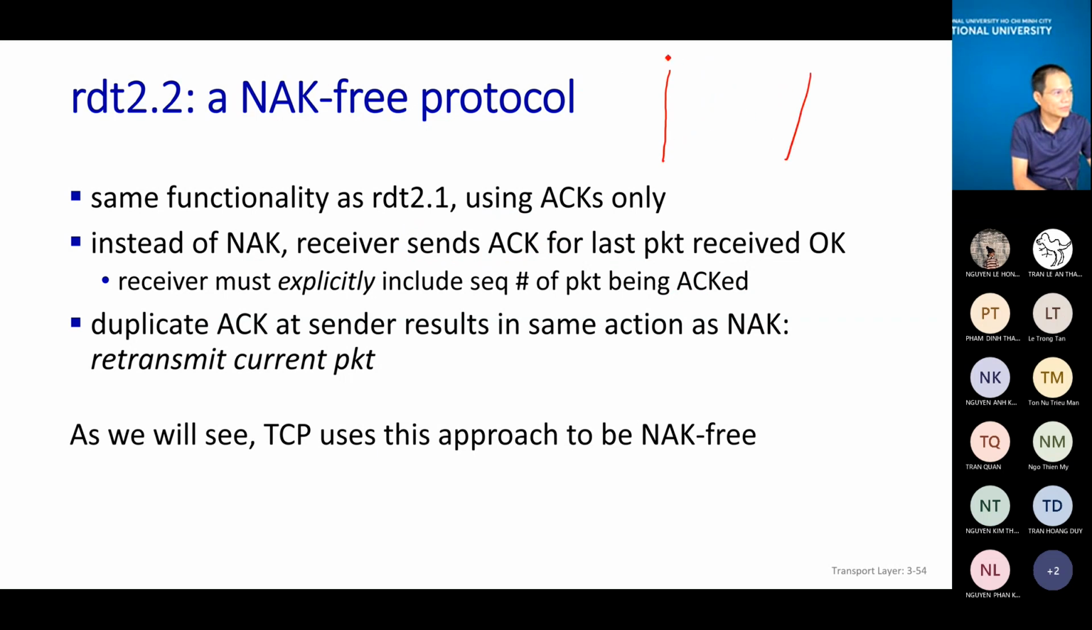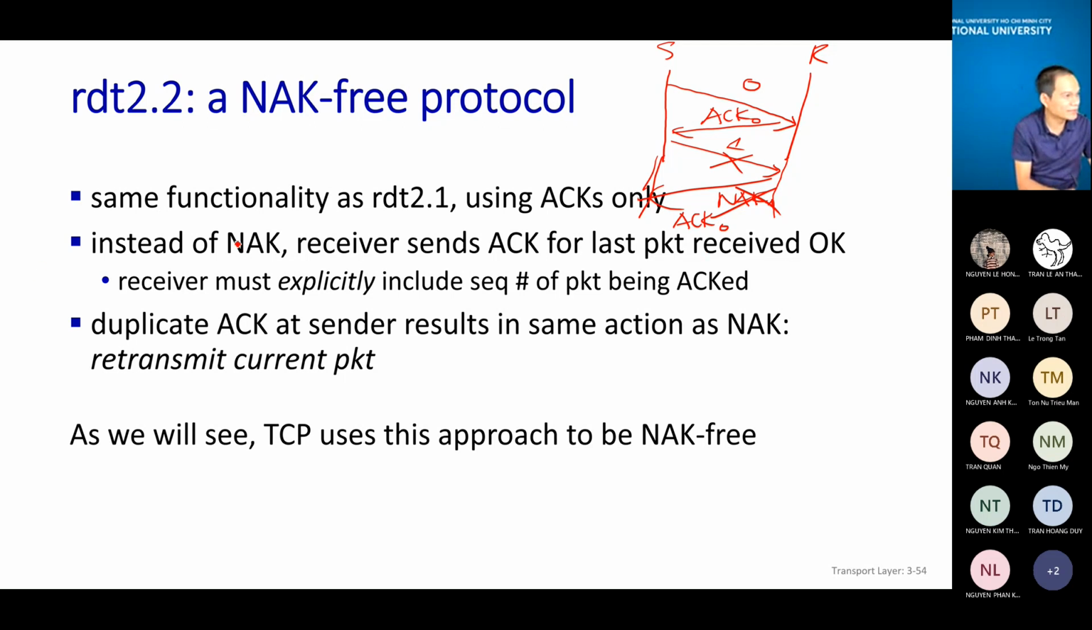We have the sender here and the receiver here. We're going to send packet 0, and then we get ACK 0, let's say. And then let's say we send 1, and somehow it's corrupted. So instead of sending NAK 1, no, we don't send NAK 1, but we're going to send ACK 0 again. So the receiver sends ACK for the last packet received.